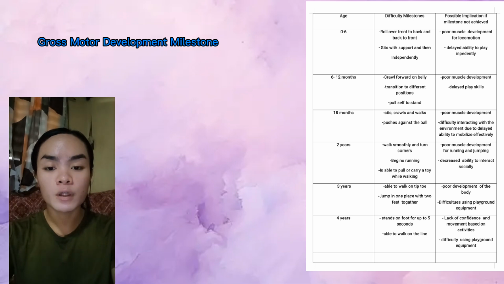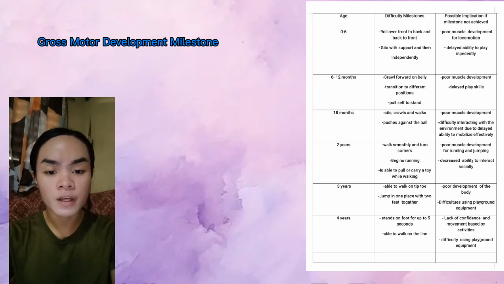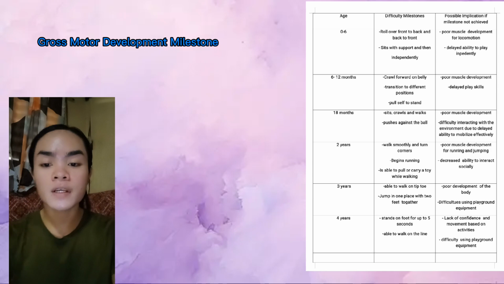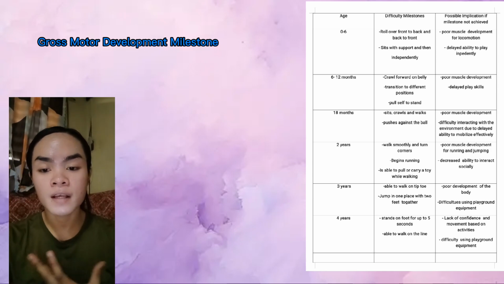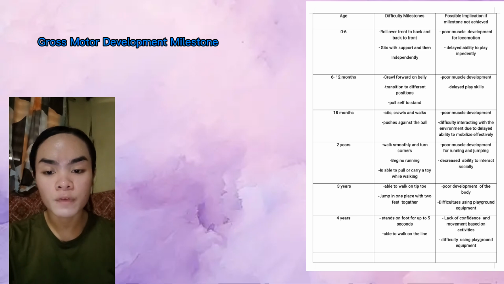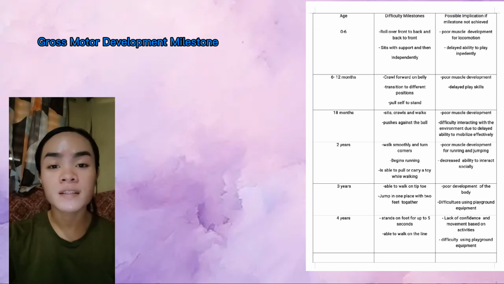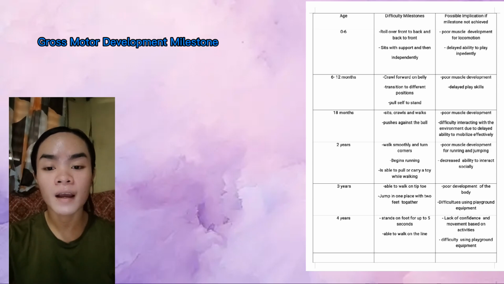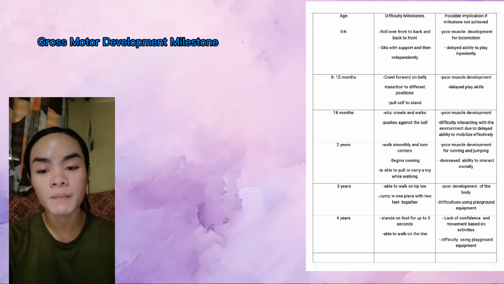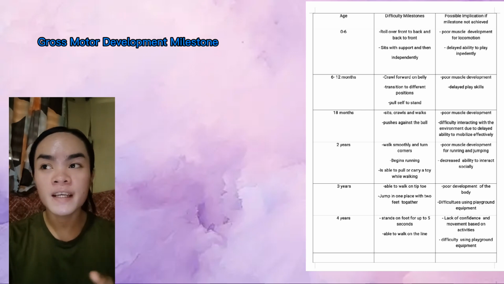So I have here a table of gross motor developmental milestones. First, age, developmental milestone, possible implication if milestones are not achieved. So 0 to 6 months. The developmental milestone is to roll over, front to back and back to front. Sit with support and then independently. So sa mga 0 to 6 months, di ba, ang mga bata magligid-ligid pa muna siya, dili pa kayo palakaw, more on ligid-ligid pa, mukamang, sits with support and then independently.